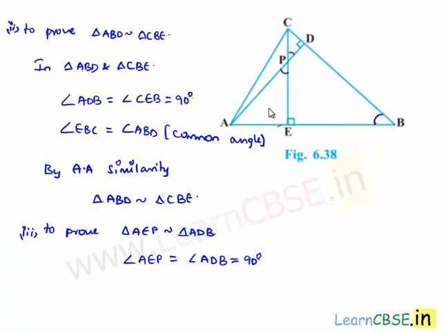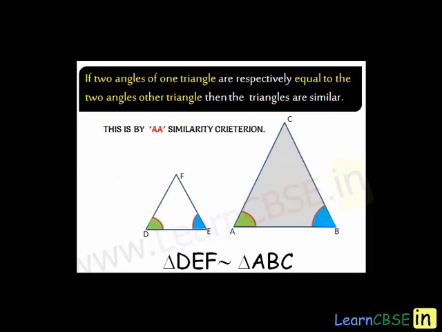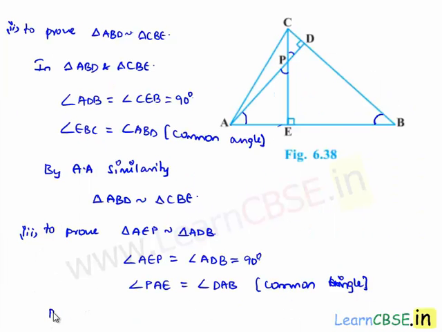And also in both the triangles, angle A is common, that is angle PAE is equal to angle DAB, as it is a common angle in both the triangles. Therefore, by AA similarity, as two corresponding angles in both the triangles are equal, we can say triangle AEP is similar to triangle ADB.